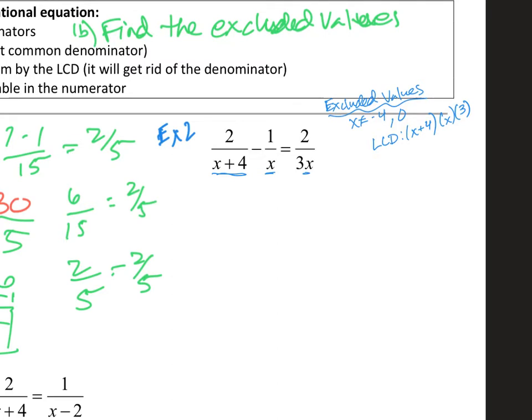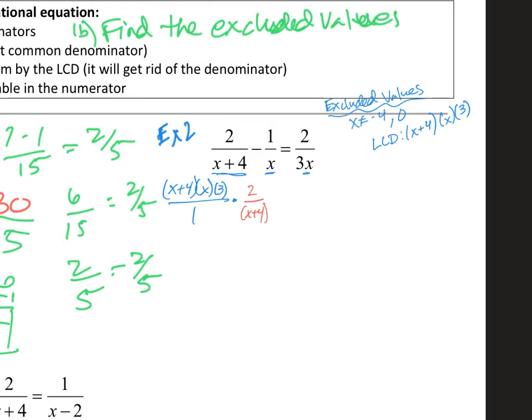Now, the next step says that I'm going to multiply every term of my rational equation by the least common denominator. So we're going to do that right now. In blue, I'm going to multiply x plus 4, x, and 3 over 1 by the first term of my rational equation, which is 2 over x plus 4.